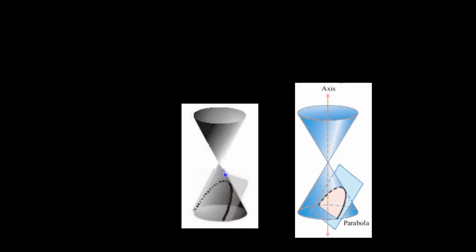Look at this diagram. Here we have two right circular cones. We are slicing this cone by means of a plane surface, which is parallel to the line joining the vertex and a point on the cone. That is, any point on the cone. At that time we will get one curve. That curve is called a parabola.